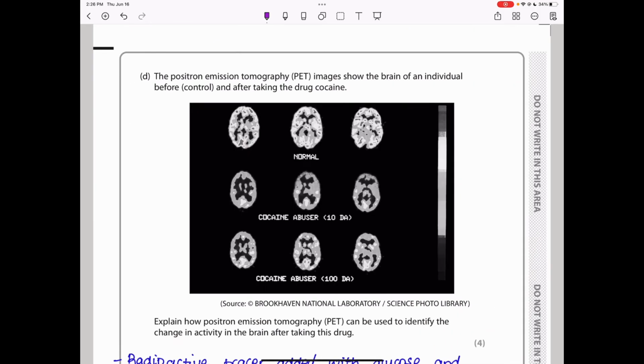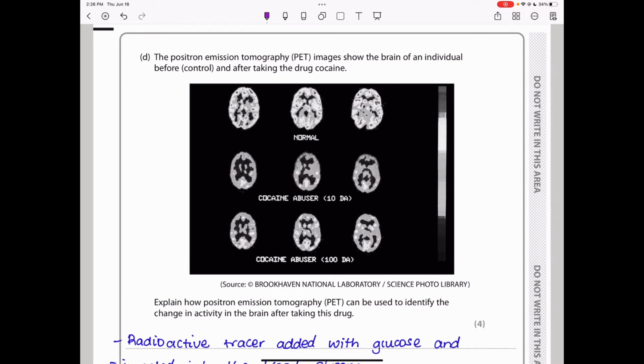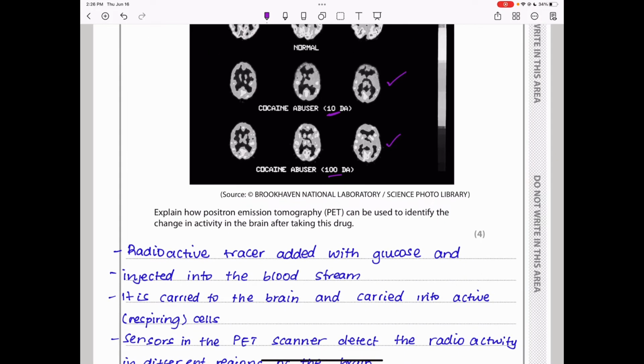Let us continue. Here they say the positron emission tomography images show the brain of an individual before, as a control, and after taking a drug, cocaine. So we see the normal one, we see the one who is a cocaine abuser, and another cocaine abuser, at day 10 and 100 days. They say explain how positron emission tomography, PET, can be used to identify the changes in activity of the brain after taking this drug.